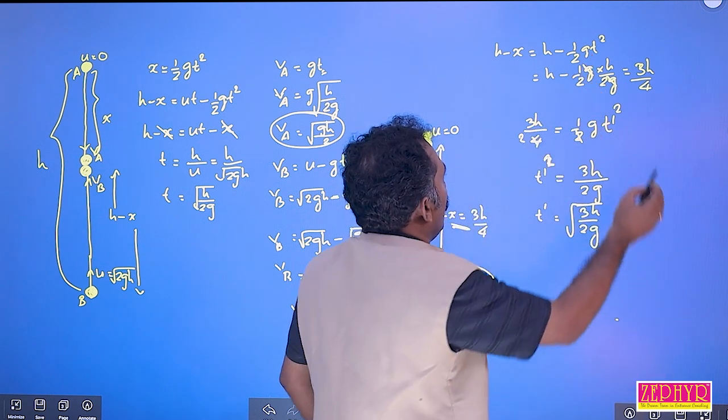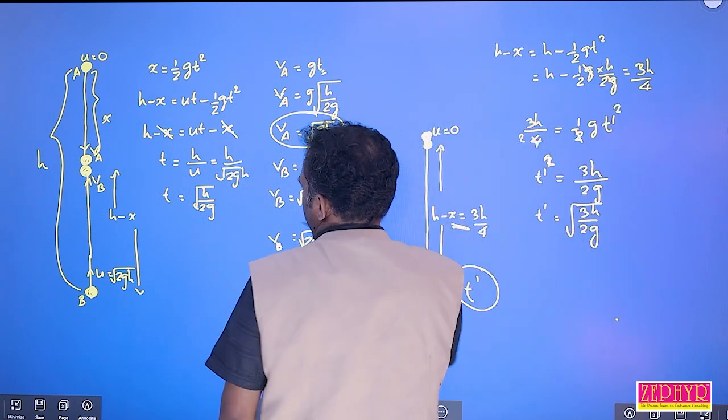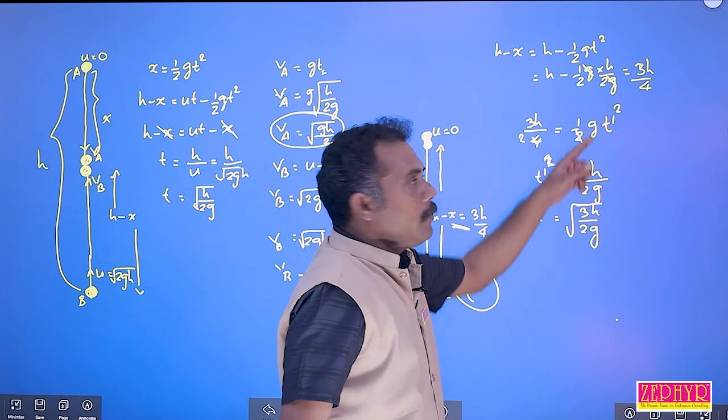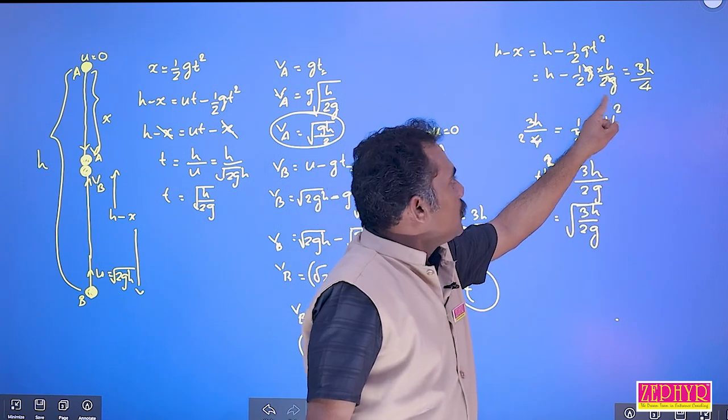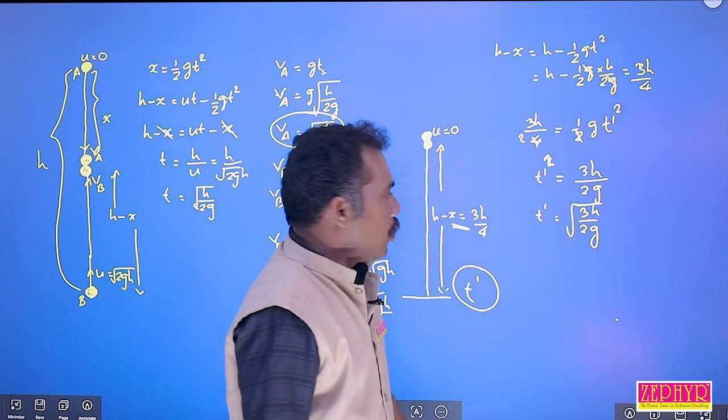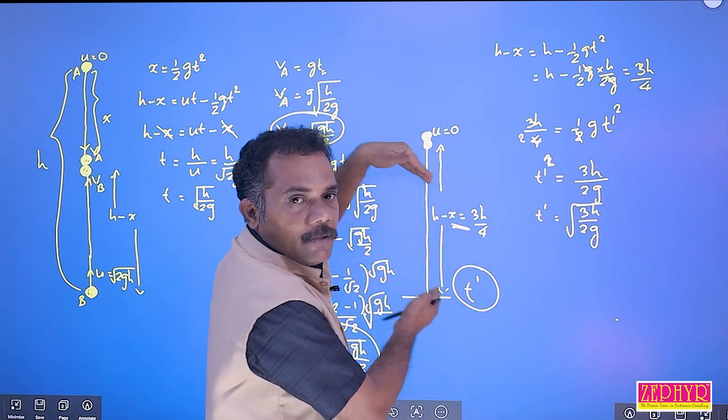Then substitute t square. T is root of h by 2g, so t square becomes h by 2g. On solving this, it will become 3h by 4. So this h minus x is 3h by 4.